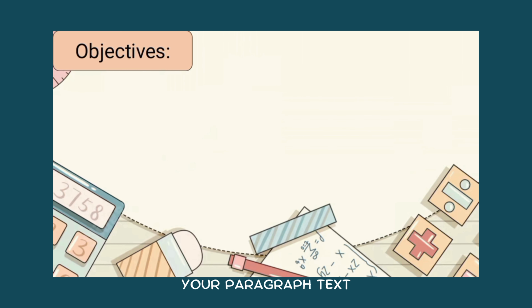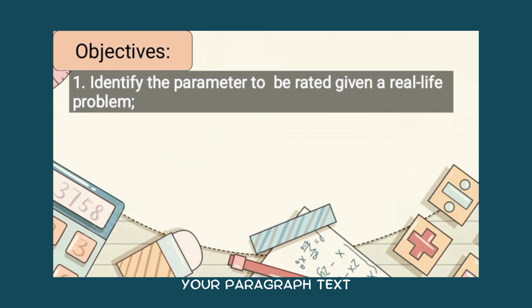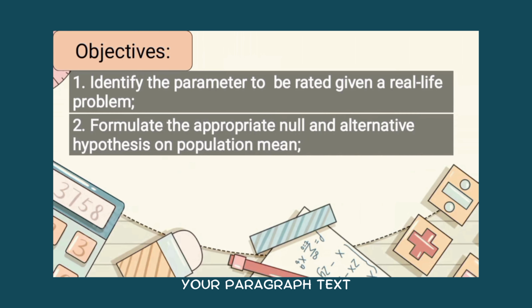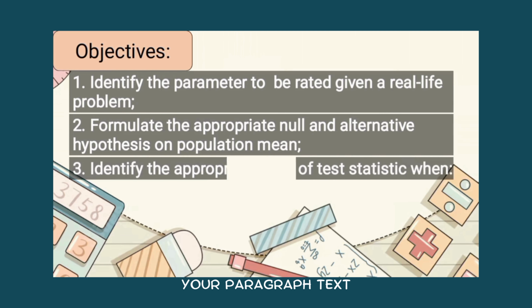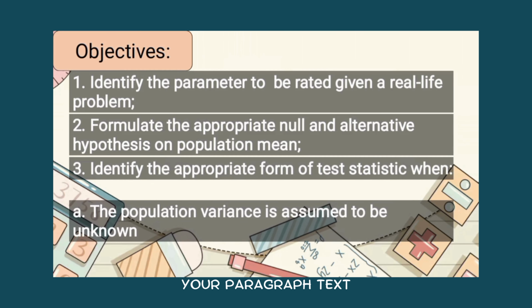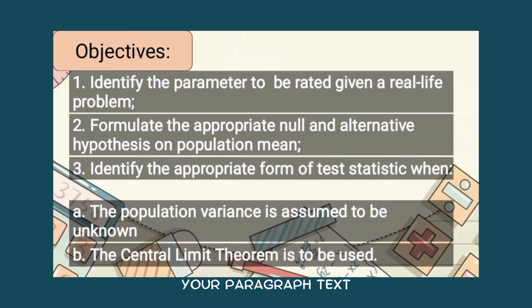Our objectives. Number 1. Identify the parameter to be rated given a real-life problem. Number 2. Formulate the appropriate null and alternative hypothesis on population mean. Number 3. Identify the appropriate form of test statistic when A. The population variance is assumed to be unknown. B. The central limit theorem is to be used.